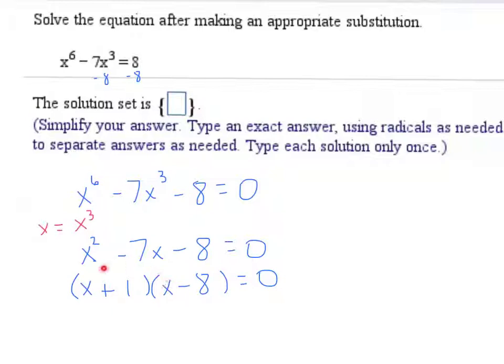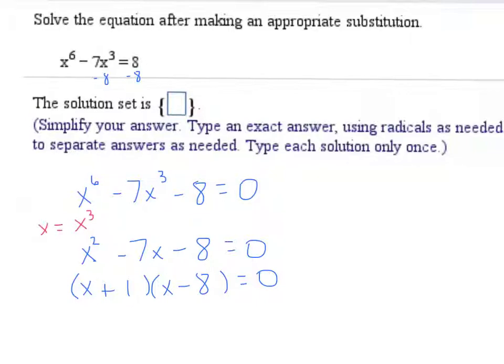I do have x times x for my x squared. I do have 1 times negative 8 for a negative 8 at the end. And for my middle terms, I've got x and a negative 8x, which add up to a negative 7x in the center. So I know that I've got it factored correctly.